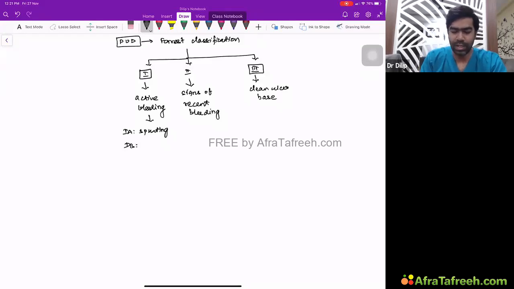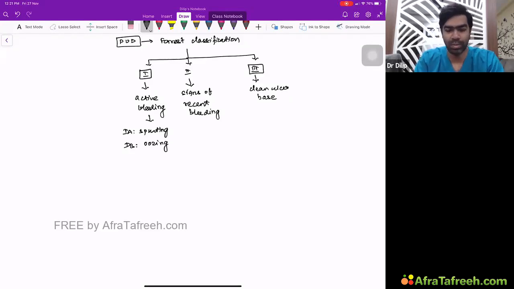And you have 1B. In class 1B, you don't have a pulsatile bleeding, but the blood is coming in an oozing fashion, oozing bleed, but it's non-pulsatile. So of course, the highest risk of rebleeding is with class 1A only, and the highest risk of hemodynamic instability is also with class 1A only. And class 2 again can be divided into 3: class 2A, class 2B, and class 2C.